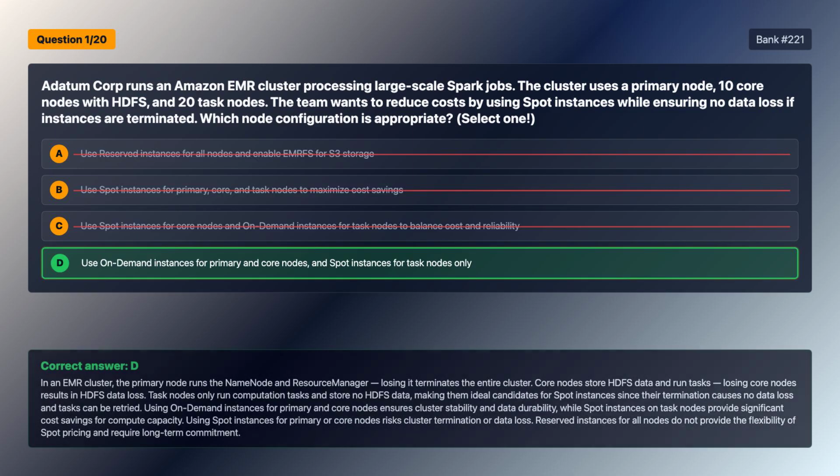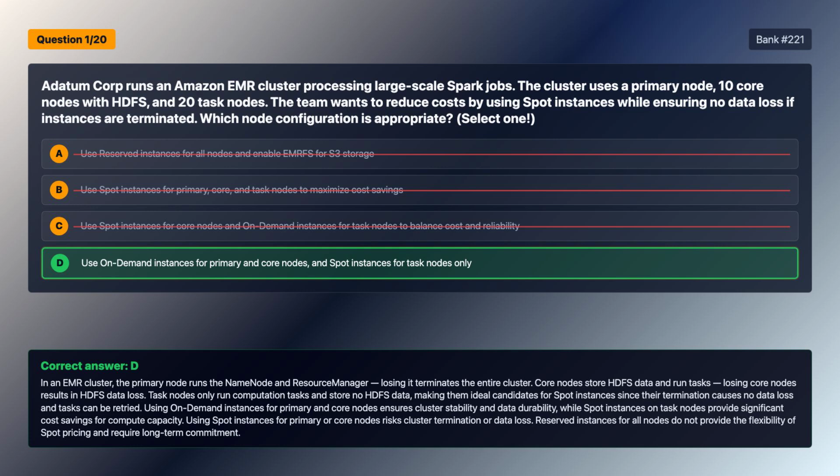The correct answer is option D. In an EMR cluster, the primary node runs the name node and resource manager. Losing it terminates the entire cluster. Core nodes store HDFS data and run tasks. Losing core nodes results in HDFS data loss. Task nodes only run computation tasks and store no HDFS data, making them ideal candidates for spot instances since their termination causes no data loss and tasks can be retried.